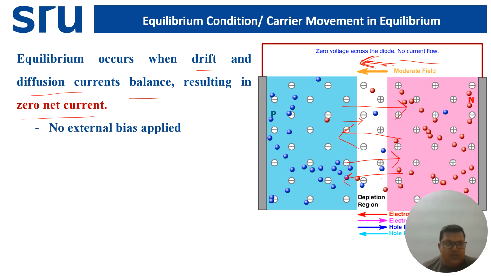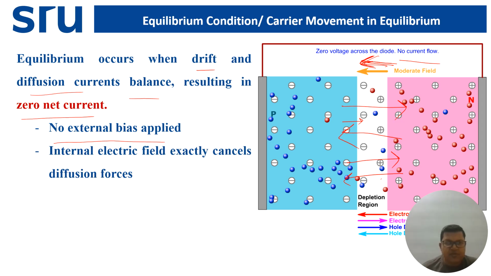So no external bias is applied at this condition, because there is net zero current, and that's why we are calling this condition the equilibrium condition. And the internal electric field exactly cancels the diffusion forces, right? Carrier concentration stabilizes, of course, and that's why the equilibrium is established.